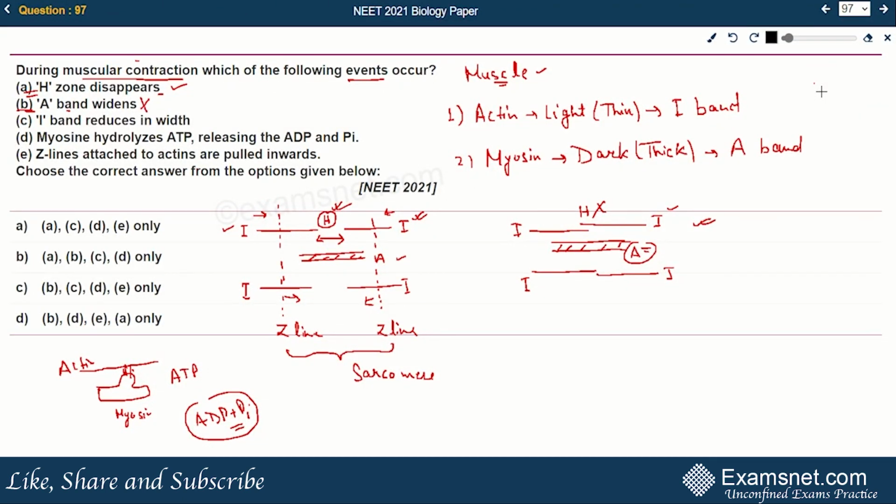There was no effect on A band. Third is I band reduces in width. So this is true. We saw here, right? Now, the option D is myosin hydrolyzes ATP, releasing the ADP and phosphate. So this is also true. And the last one is Z lines attached to actins are pulled inwards. This is also true. We saw that Z lines started pulling inwards. So this is also correct. So only statement B was incorrect. Rest were correct. That means A, C, D and E were correct. So option A will be the correct answer.